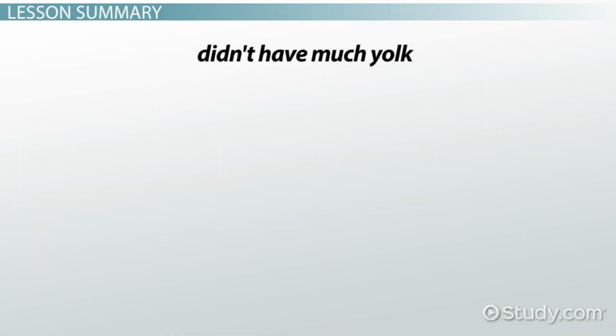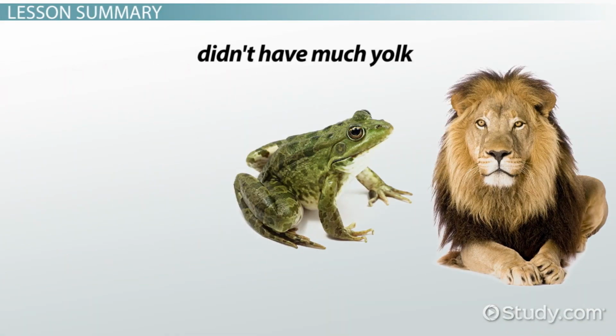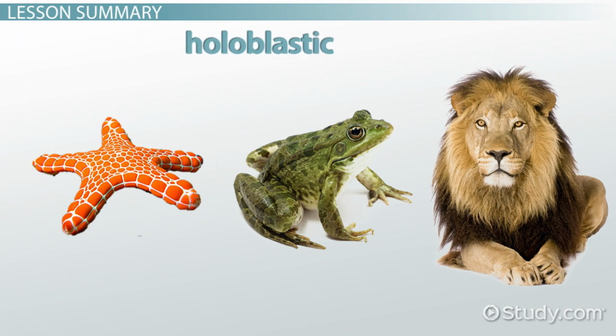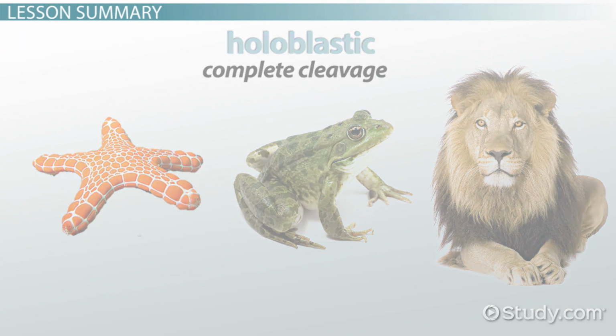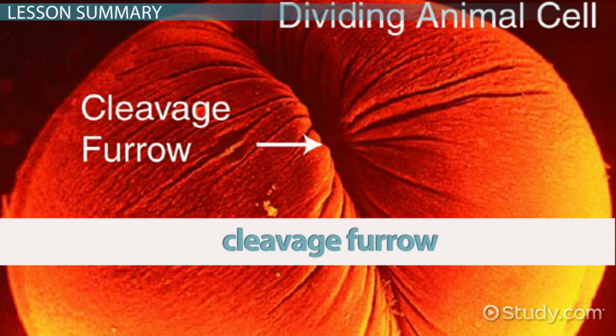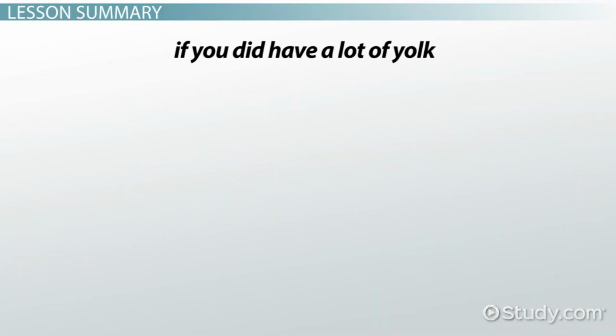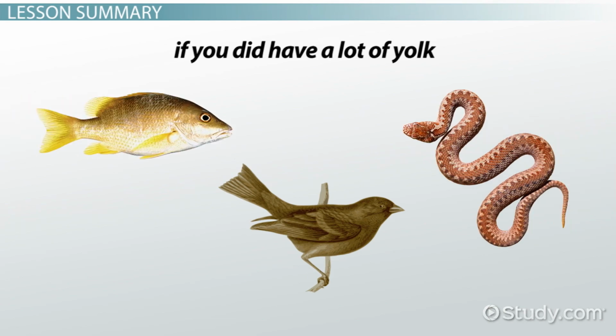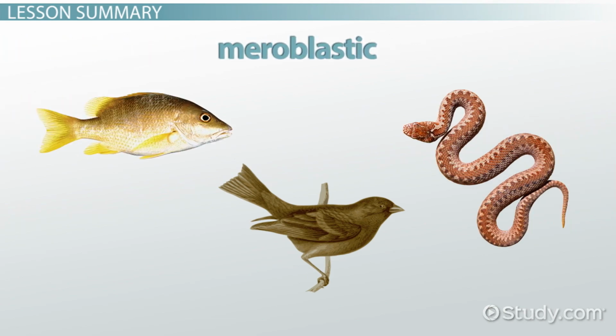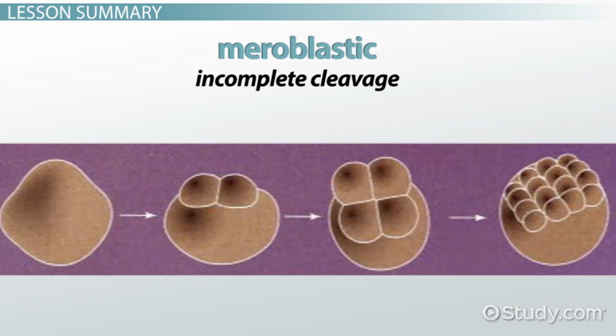If you didn't have much yolk, say if you were a mammal, amphibian, or sea star, you would have gone through holoblastic or complete cleavage. The little amount of yolk allows the cleavage furrow to pass through the whole cell. But if you did have a lot of yolk, perhaps you are a bird, reptile, or fish, you would have gone through meroblastic or incomplete cleavage. Having so much yolk would have prevented the cleavage furrow from passing through entirely.